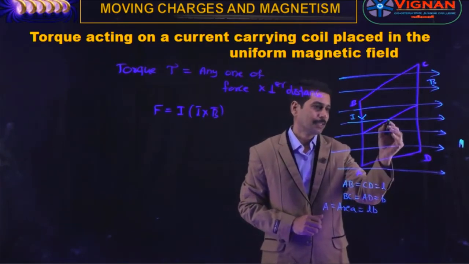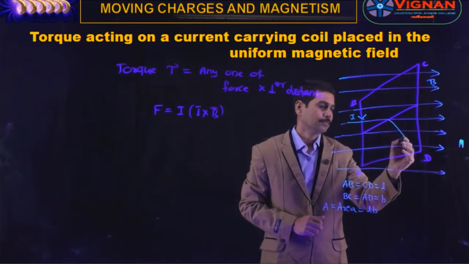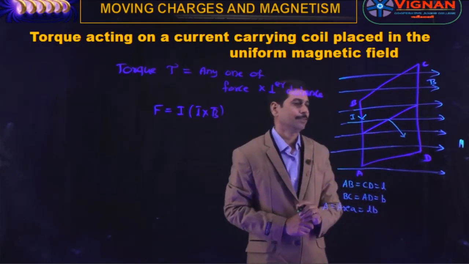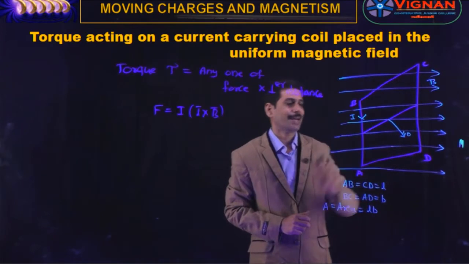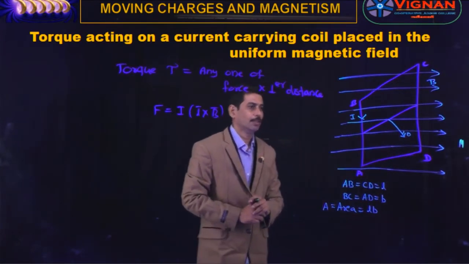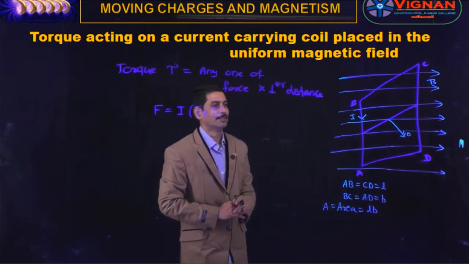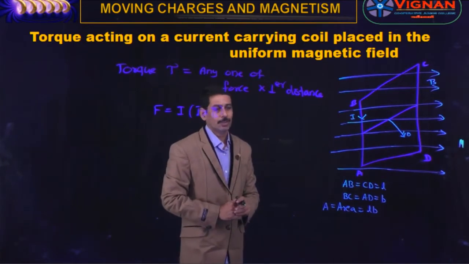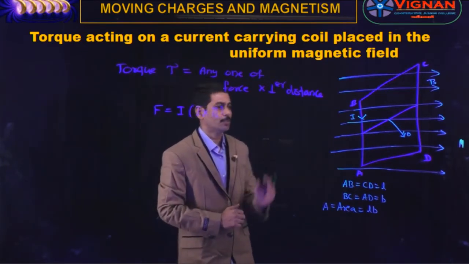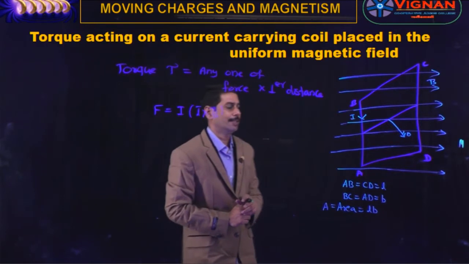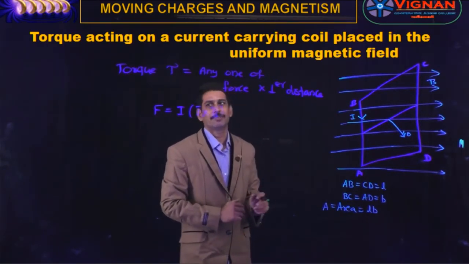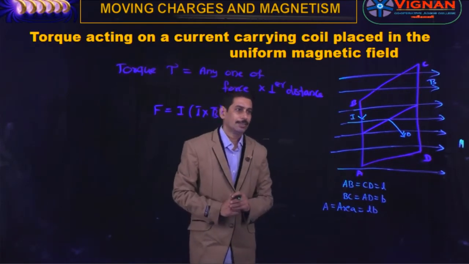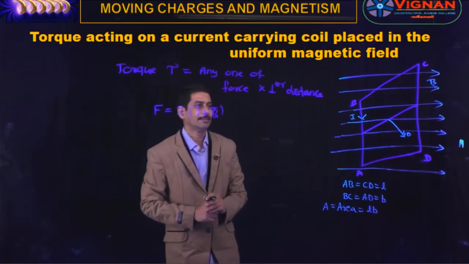So this is the normal to the plane of the coil, and theta is the angle between the normal to the plane of the coil and the direction of the magnetic field. Now we have to find the forces. There are four sides AB, BC, CD and AD. We have to find the force acting on all the sides, and then by using that force we can find the torque. Now let us find the force acting on BC.